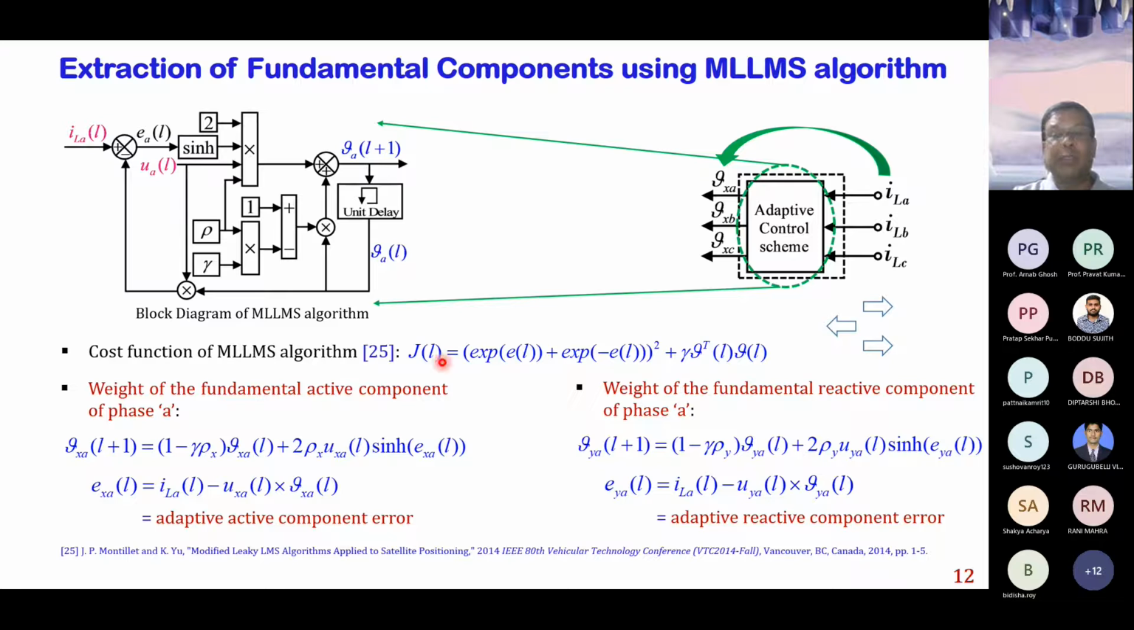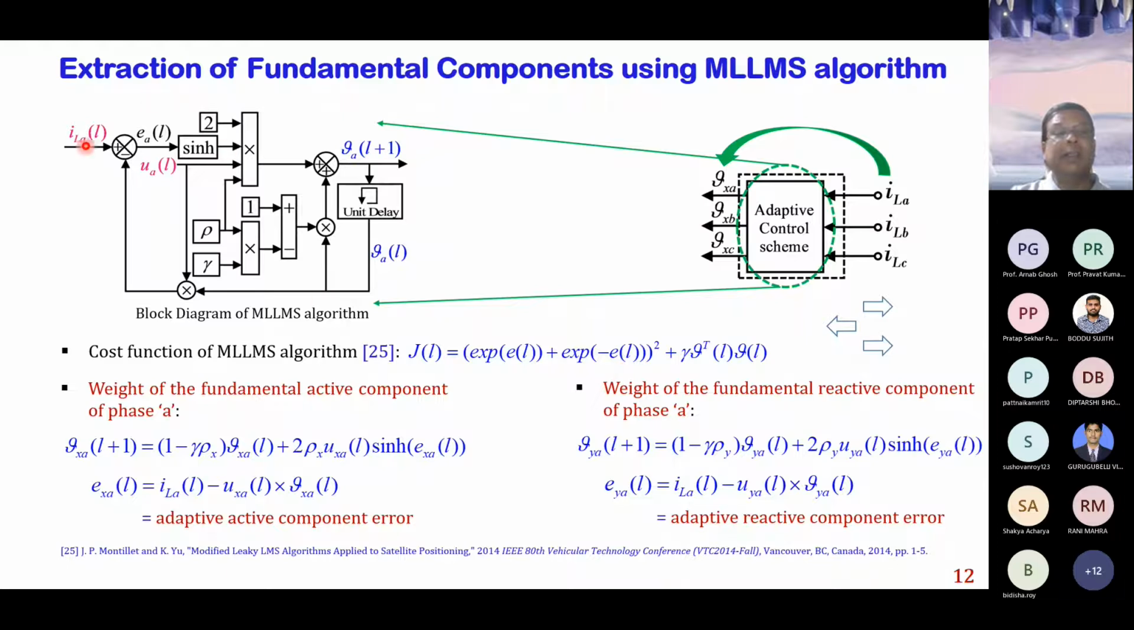So we are interested in estimating the fundamental component of the grid current. Then what you do is this cost function we define as JL, that is this error signal. What is the error signal? The error signal is basically the load current minus the unit template times this weight VXAL, the fundamental active component of the load current, phase A. We can do that for phase B also. Similarly, this is the reactive component. So then we get the corresponding errors. So these are the error signals. The error vector comprises the two error components, the active and reactive, and all these are contained in this cost function of the modified Leaky LMS algorithm.